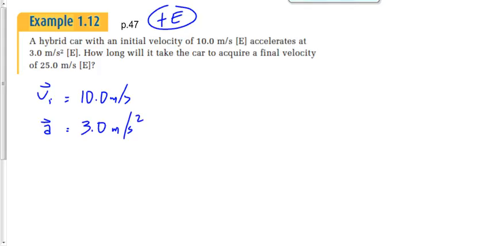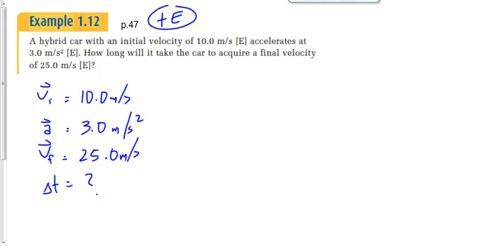How long will it take the car to acquire a final velocity of 25 meters per second to the east? Okay, let's write that one down. What's that going to be? Zach, what variable is that one here? Good. VF, 25 meters per second. And finally, what are we looking for here? What's my unknown in this question? Yes, sir? It's going to be delta T, the time interval. All right. So VI, A, VF, and T.